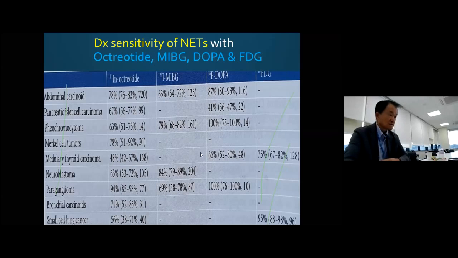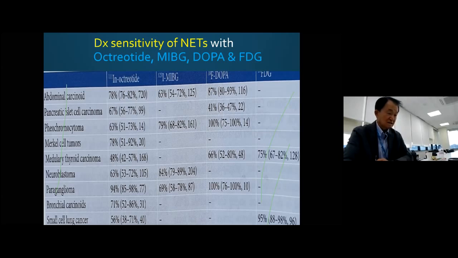And dopamine, yeah, DOPA is also produced half in the liver, half in the intestine, and then shows a wide range. In pheochromocytoma, although numbers are small, 100%, paraganglioma 100%. So DOPA has been used in brain tumor and other cancers. Maybe this is also useful in neuroendocrine tumor.